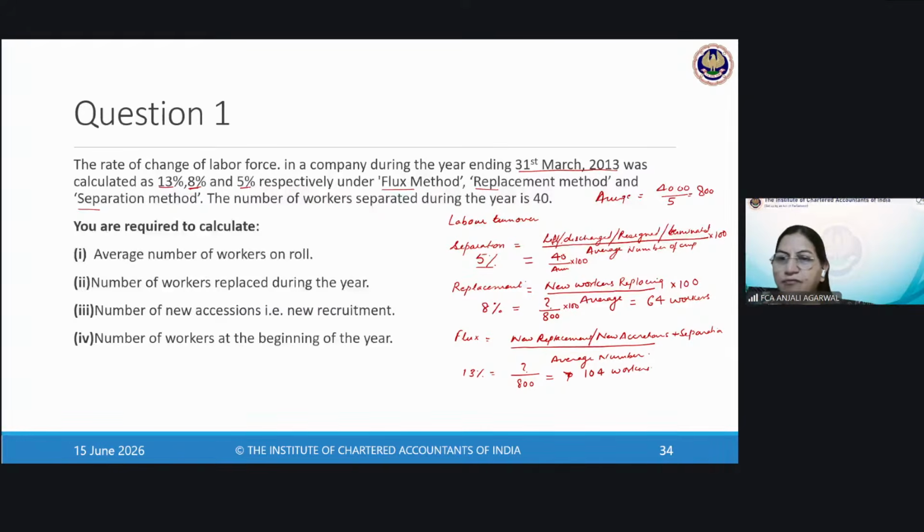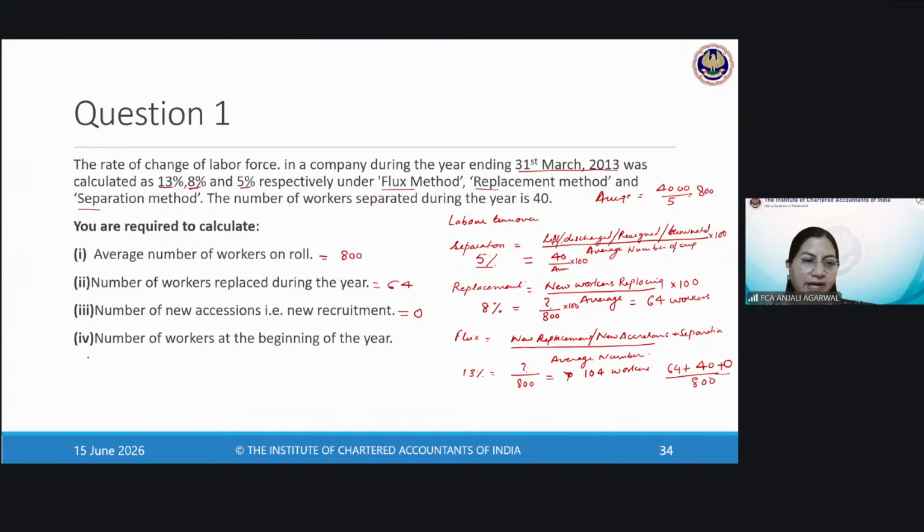And we have already seen 40 separated, 64 replaced, plus new accretions. But the total is 104. That means new accretions due to expansion is 0. Right? So first question is how many average number of workers on roll? We calculated it, 800. How many workers replaced during the year? 64. Number of new accessions or new recruitments apart from those replaced? 0.